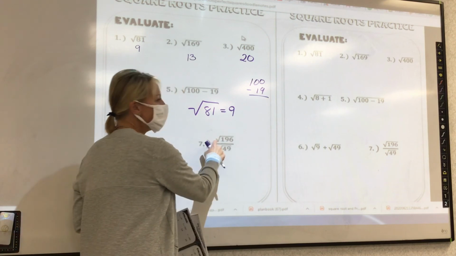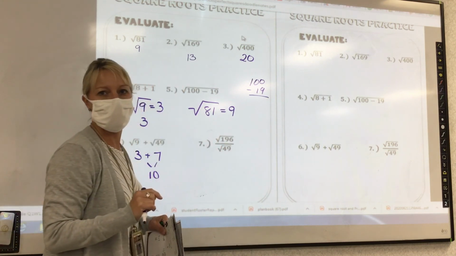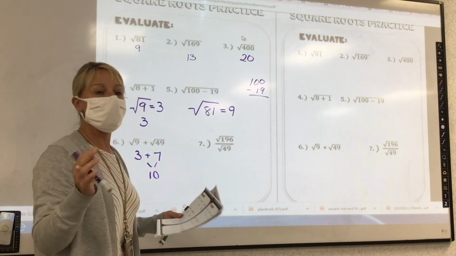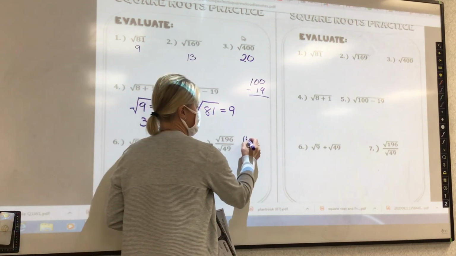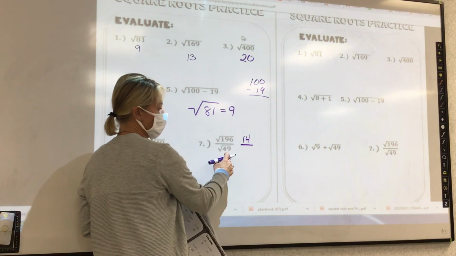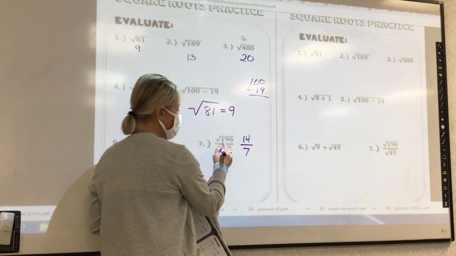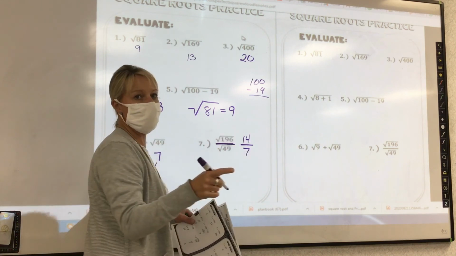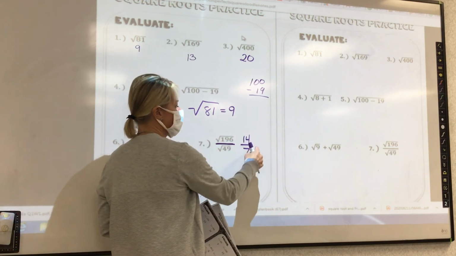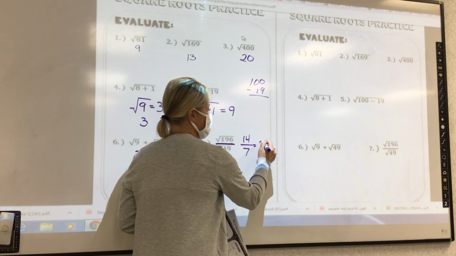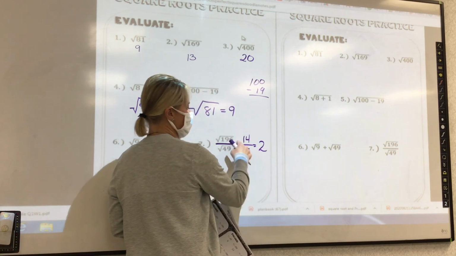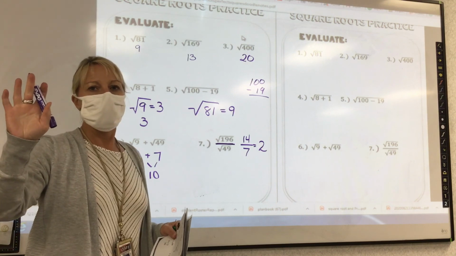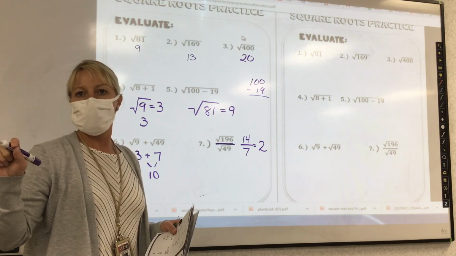Square root of 196 is what? If you forgot, 14. Over the square root of 49. Seven. What does this mean right here? Divide. It's a division problem. You divide. So 14 divided by 7 is 2. Because 2 times 7 is 14. That's 49.